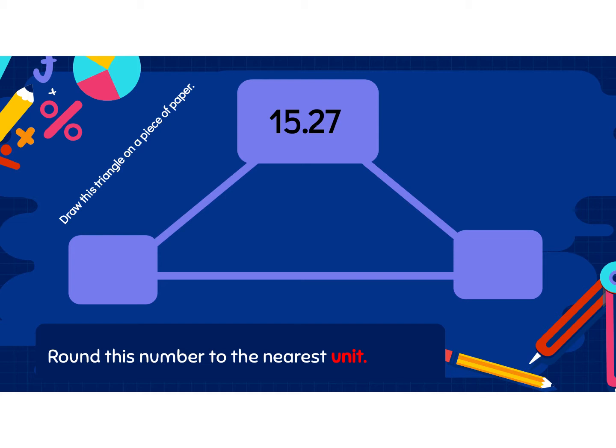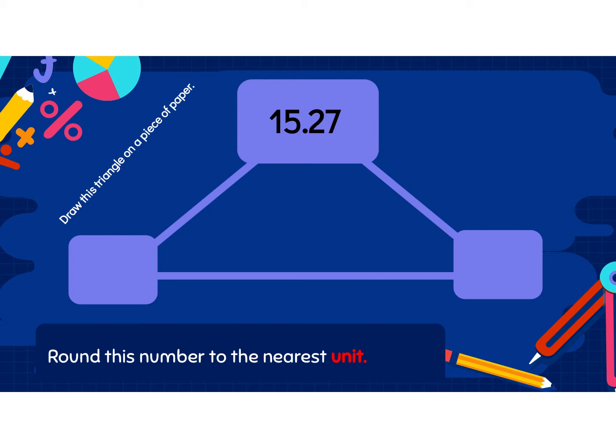Your task is to draw this triangle on a piece of paper. So you're going to draw this. This is sort of the way that it's going to look for you. And then in here, you need to also draw the 15.27. So if you need a minute, you can pause the video and do that. So you just need to draw it.